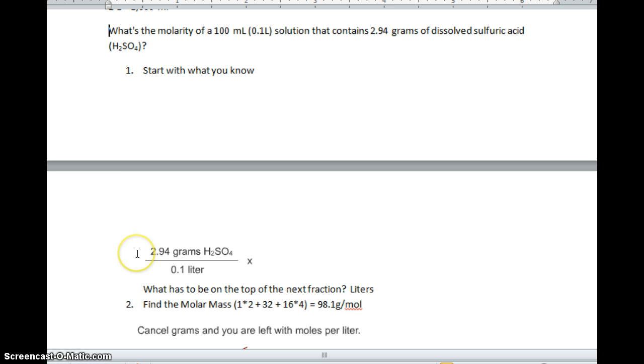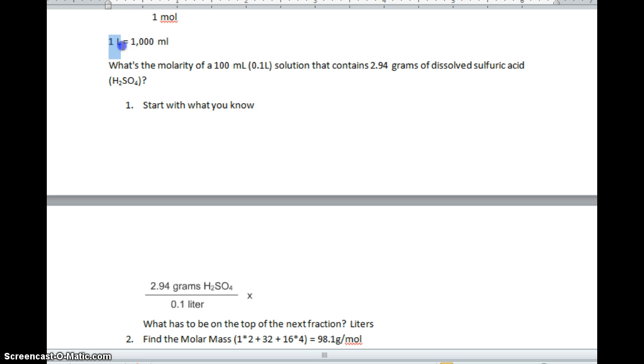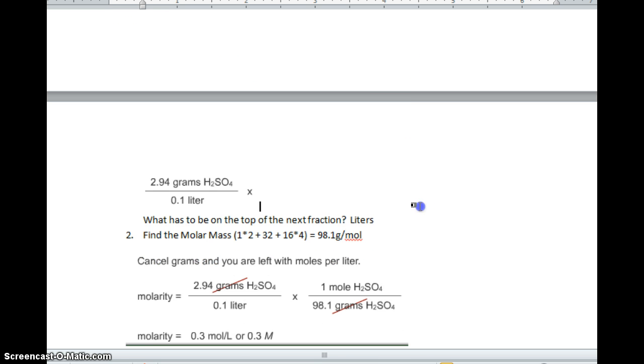So we know that we have 2.94 grams dissolved in 0.1 liters. Remember, you do need to change it to liters, and so we put in our note 1 liter equals 1,000 milliliters. So if I only have 100 milliliters, I have 0.1 liter. What has to be on the top of the next fraction? It has to be liters, because remember, in stoichiometry, we always have to cancel things off.